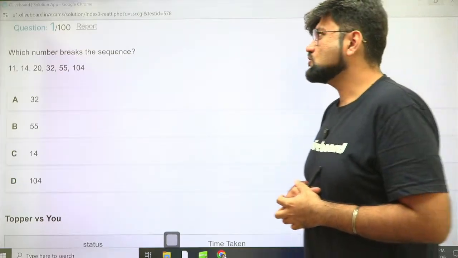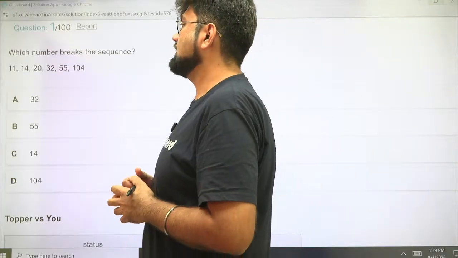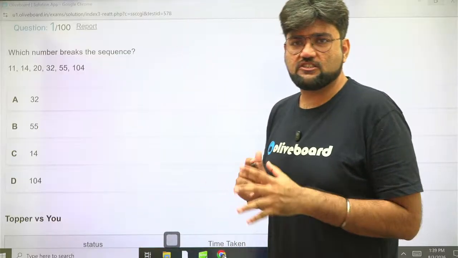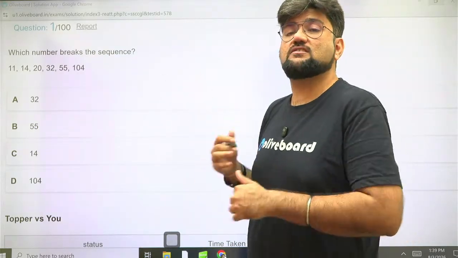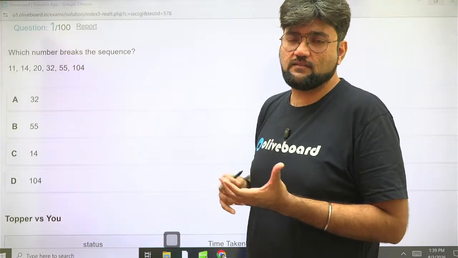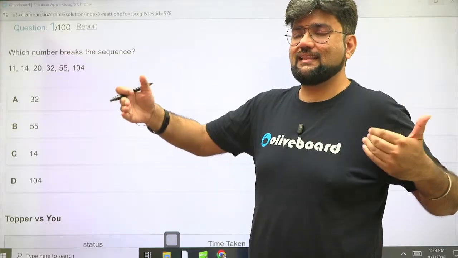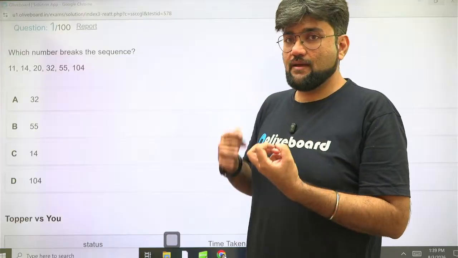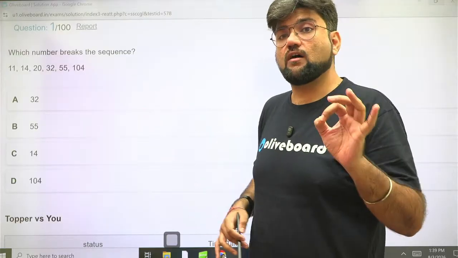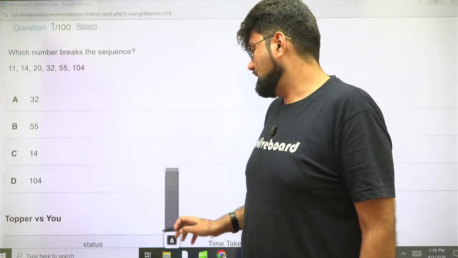And the very first question is, which number breaks the sequence? Now, in multiple sessions in the past, I've explained to you that whenever you get a question, which number breaks the sequence, which is the incorrect number, which is the wrong number in the series, always solve it till the end. Even if you get some sort of an anomaly somewhere in the middle, make sure you're checking it till the end to confirm it, because sometimes that can lead to an erroneous approach.